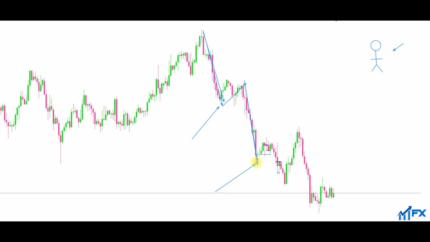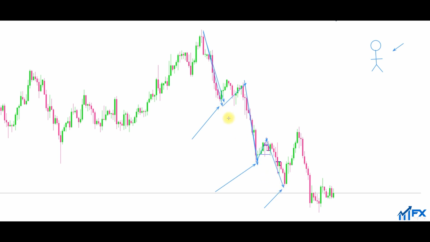Then look what happens. Bob pulls back again, right? So again, Bob's taking another break. The market's pulling back. And then Bob decides he's going to run. But now look at this one. Look how far Bob has run now. It's less than this move here.